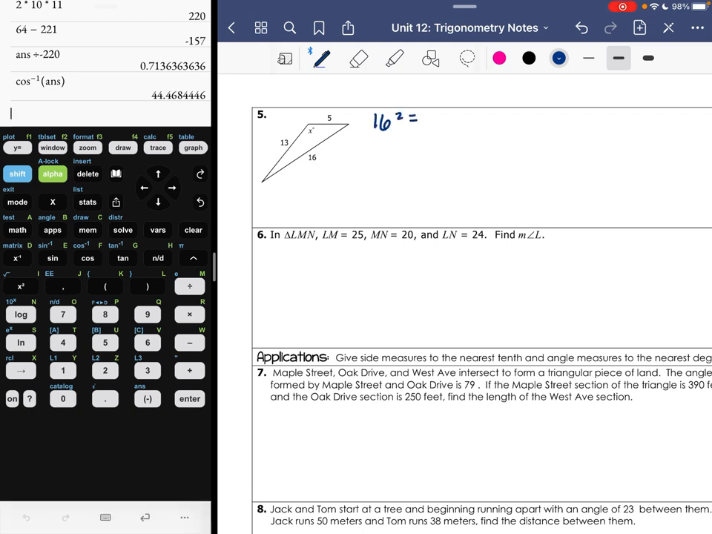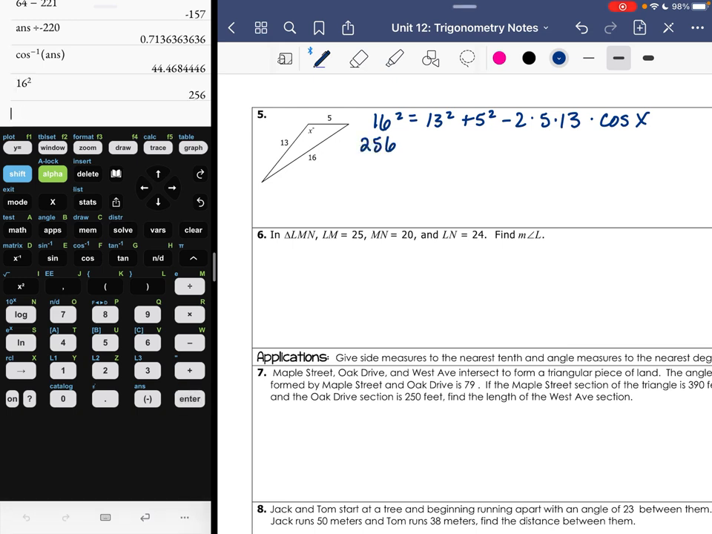So we're going to have 16 squared equals 13 squared plus 5 squared minus 2 times 5 times 13 times the cosine of x. So 16 squared is 256. And then you're going to have 13 squared plus 5 squared, so that's 194. And then you're going to have 2 times 5 times 13, 130 cosine of x. So then you're going to do 256 minus 194. So that's 62.